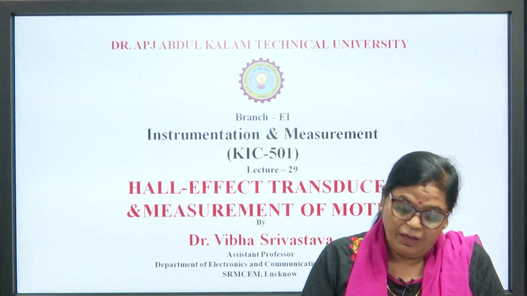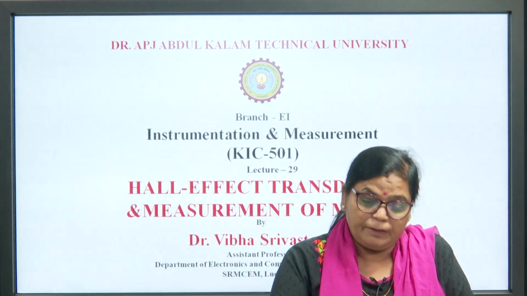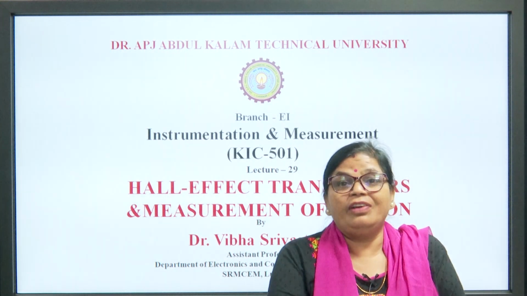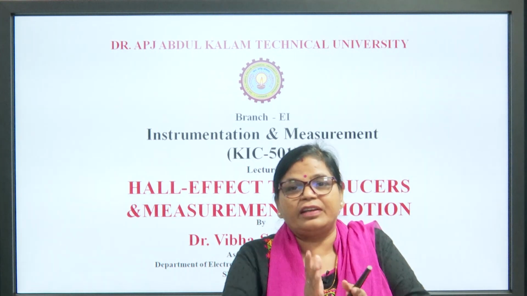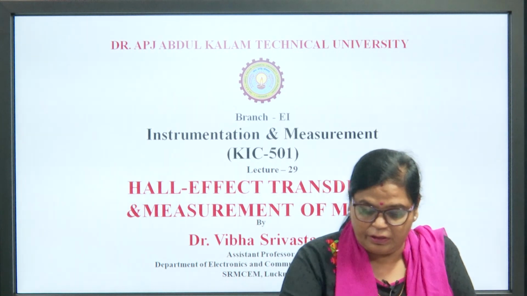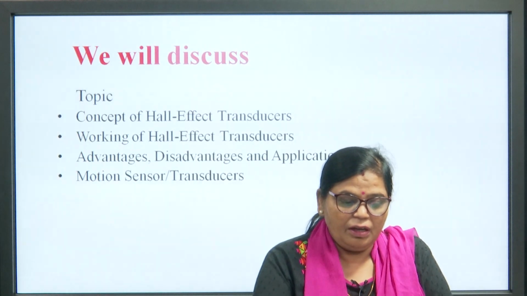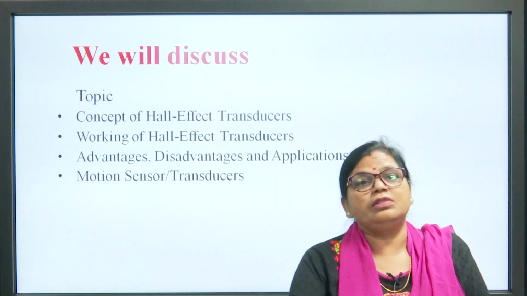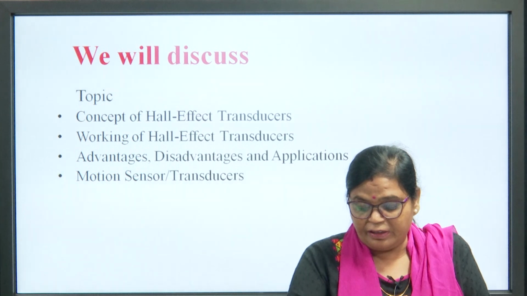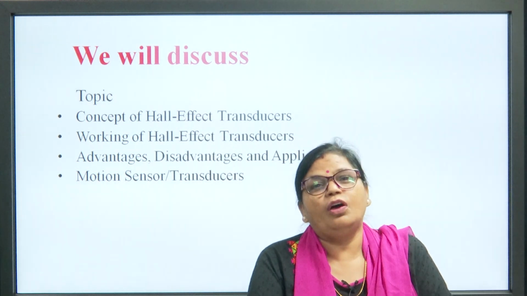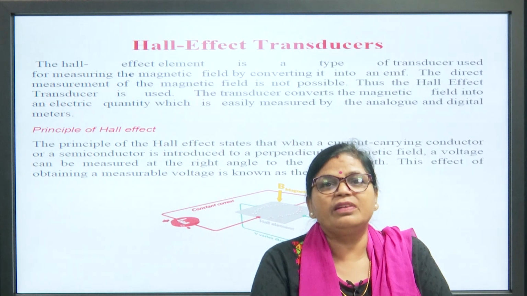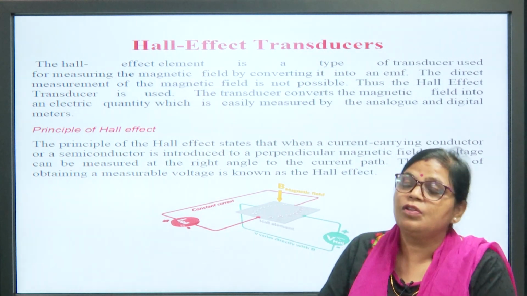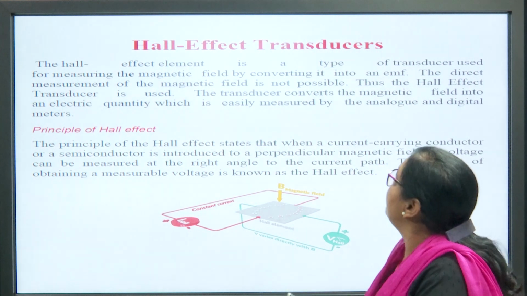Now this is the electromagnetic transducer, and this is the Hall Effect transducer. We cannot measure the magnetic field directly, so we use this transducer. We will discuss the basic concepts and working of the Hall Effect transducer, and the second part is the motion sensors or transducers: how can we measure motion? I will cover this in this lecture also. First, we discuss the Hall Effect transducer.